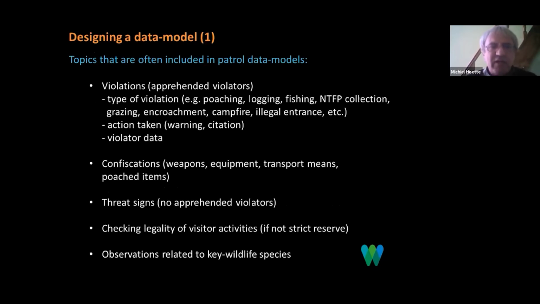Now, what kind of data categories are usually included in patrol data models? Well, I've written them down. It's quite obvious, of course. Usually there's some kind of distinction between situations where violators have been apprehended and situations where only signs of violations or other general threats, which doesn't necessarily have to be a violation, are observed. Of course, there's a category of various confiscations that can be poached items or equipment, even transport means, weapons.